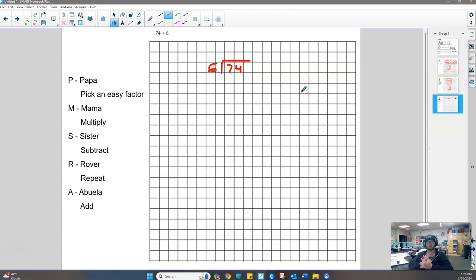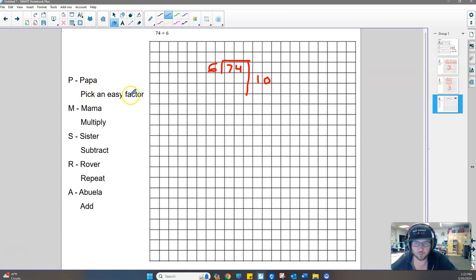Papa, Mama, Sister, Rover, Abuela. Papa tells us to pick an easy factor. So what is a number that is easy to multiply 6 by that's going to get us less than 74? Because remember, I only have a total of 74. So I'm going to draw down the side of my house here. Start with 10 groups.